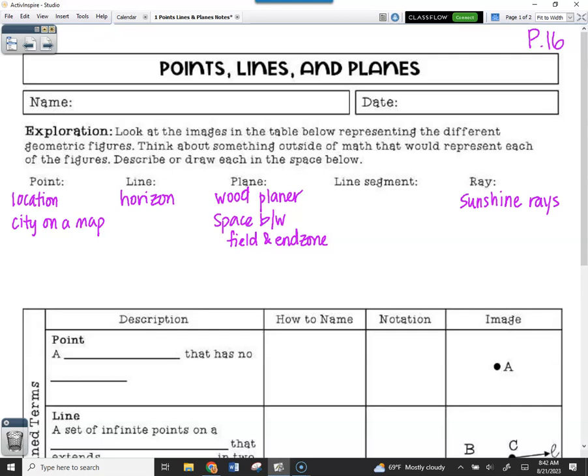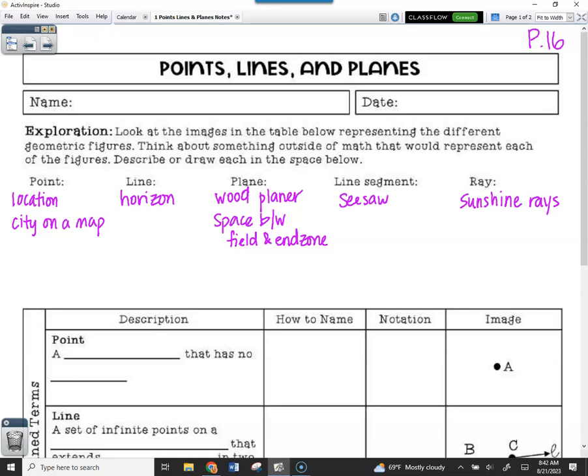Now, line segment, what do you think? Great. Seesaw, yeah, starts here, runs here, straight line, ends here, right? That's a great example. I've never heard that one. Seesaw. Anyone else? Do what? Startup line?